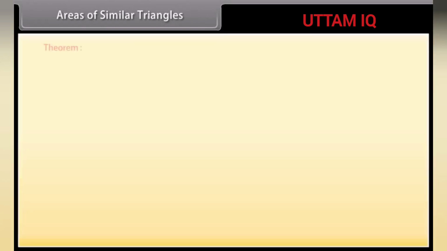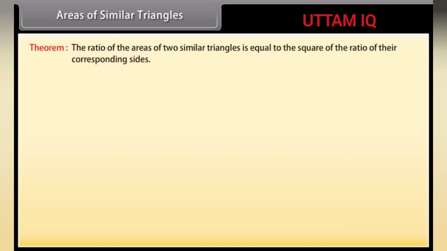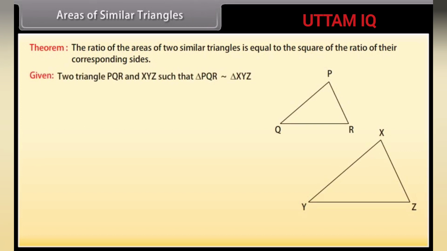Areas of similar triangles. Theorem. The ratio of the areas of two similar triangles is equal to the square of the ratio of their corresponding sides. Let us prove this theorem. Two triangles PQR and XYZ are given such that triangle PQR is similar to triangle XYZ.